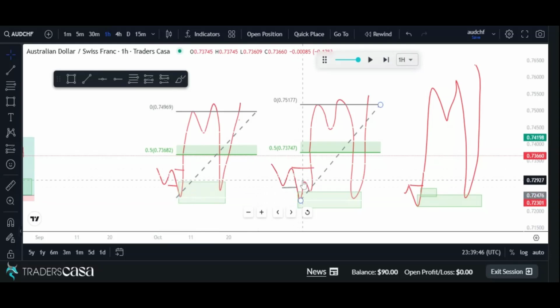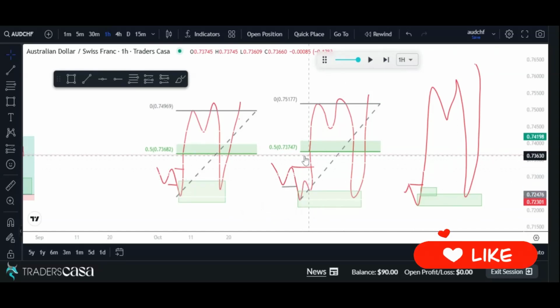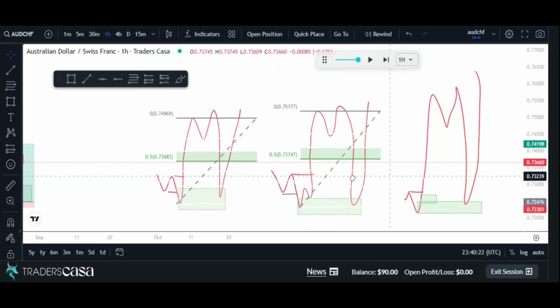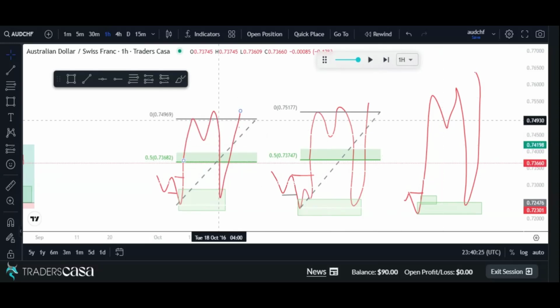Now, on the second one, which is the type two, once this type of breaker block occurs and it has a structural liquidity plus the inducement, make sure that this inducement is not inside 50% here. If this inducement is inside 50% here, price will automatically raid your POI. All right. Same thing occurs here.